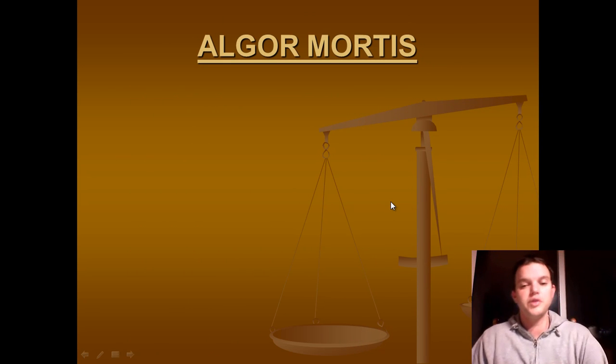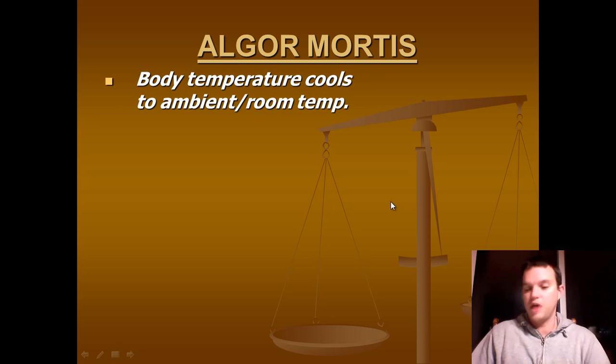Alright, the other type of mortis, the third type of mortis, is algor mortis. Algor mortis is going to deal with body temperature. What's going to happen is, following death, you no longer have the mechanism in place to maintain your internal body temperature. So you no longer have the ability to maintain that homeostasis.